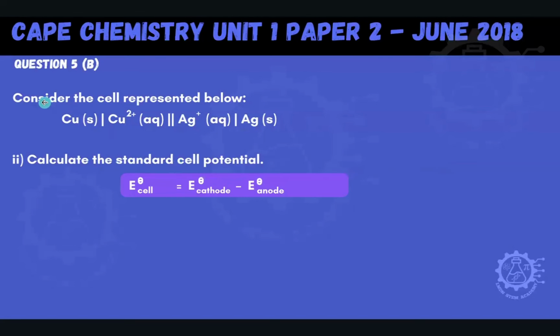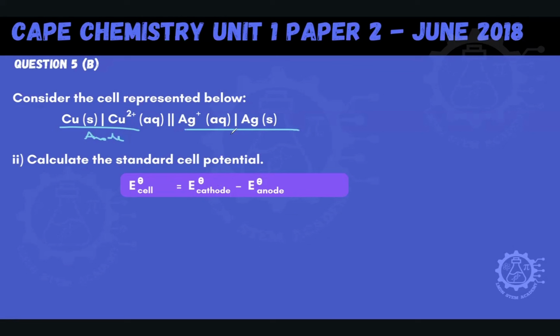Now we're being asked to consider the same cell and calculate the standard cell potential. The standard cell potential, from a formula standpoint, can be represented as the standard electrode potential at the cathode minus the standard electrode potential at the anode. Remember, over here was our anode.